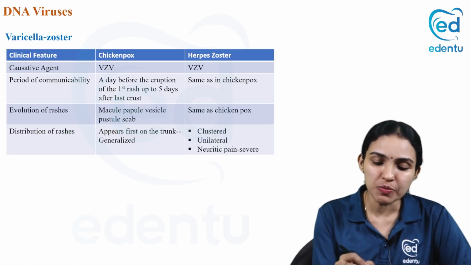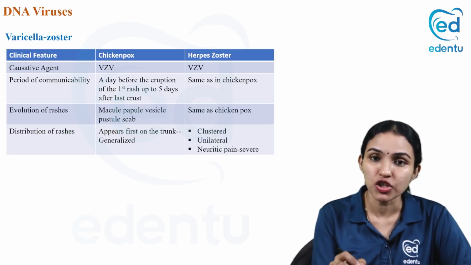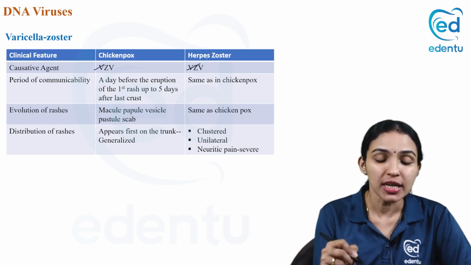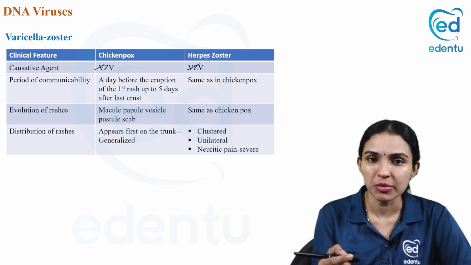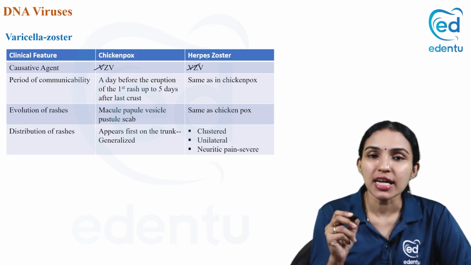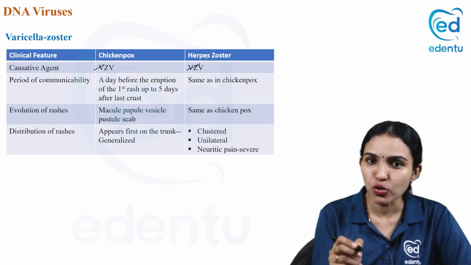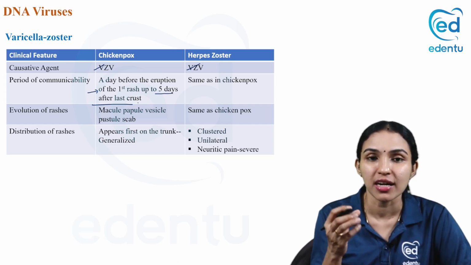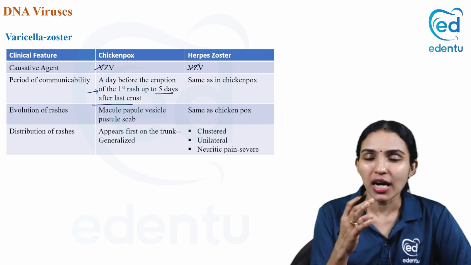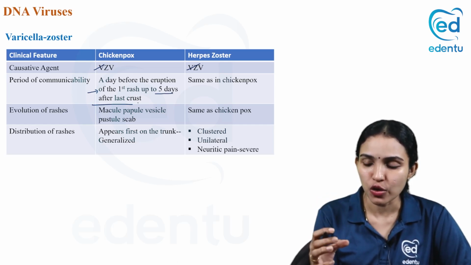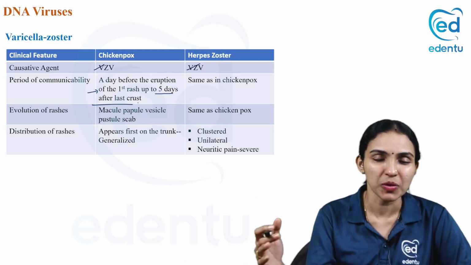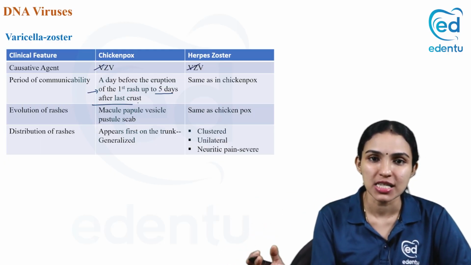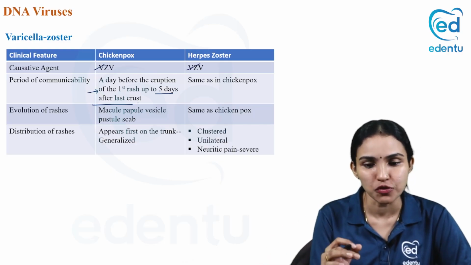So we'll see the difference between varicella zoster causing chickenpox and herpes zoster. Both of them are caused by the same virus, we know that. And what is the period of communicability? This is very important. It starts a day before the eruption of the first rash, and lasts till 5 days after the last crust. So until the last crust falls off, and 5 days after that, the patient is infectious. So 1 day before to 5 days after the last crust is the period of communicability of chickenpox.